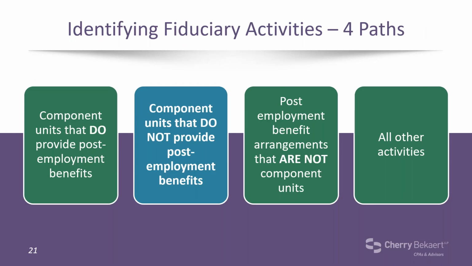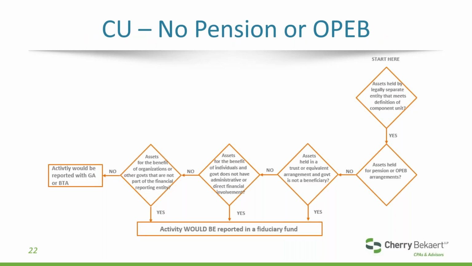Next, component units that do not provide post-employment benefits. And we can see the path for this scenario here. Again, these first 2 points along the path are inherent in the title of our path. The assets are held by a legally separate entity that meets the definition of a component unit, and the assets are not held for pension or OPEB arrangements.